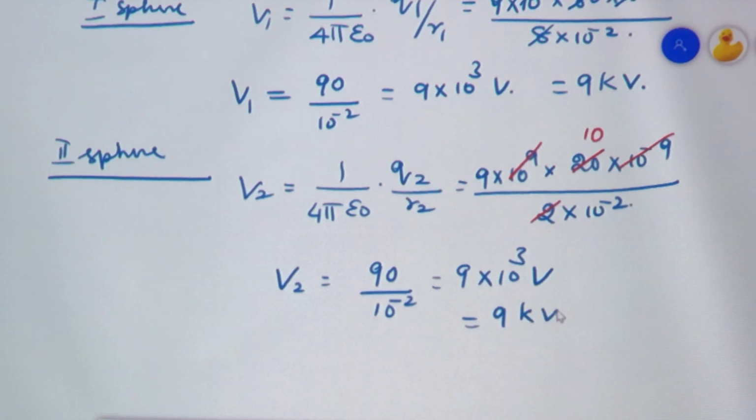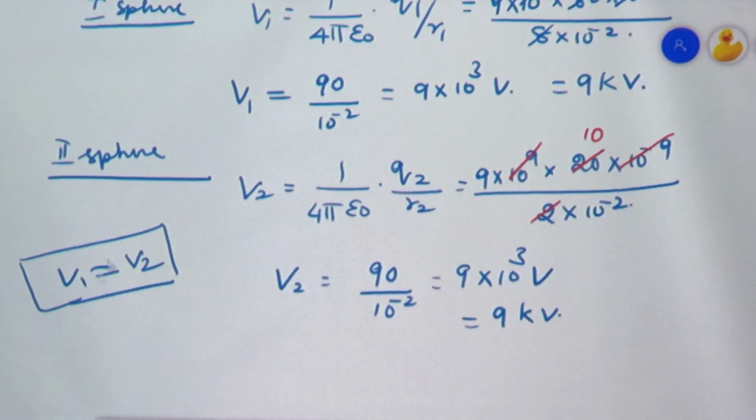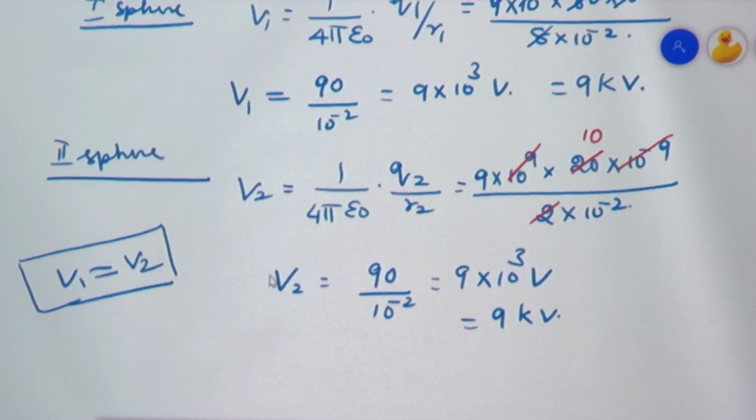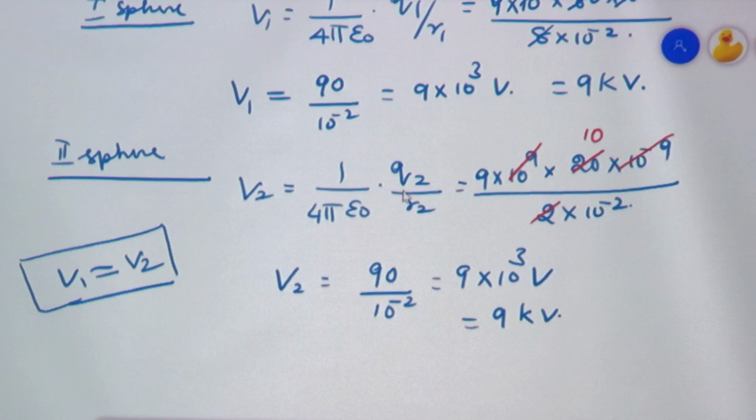Or we can say it as 9 kilovolt. We have proved that since both are connected, V1 is equal to V2. It is not necessary to calculate again; I calculated it in order to prove that. Since both spheres are connected with the help of a thin wire, we can say that the potentials are the same. Hope you have understood this. Thank you.